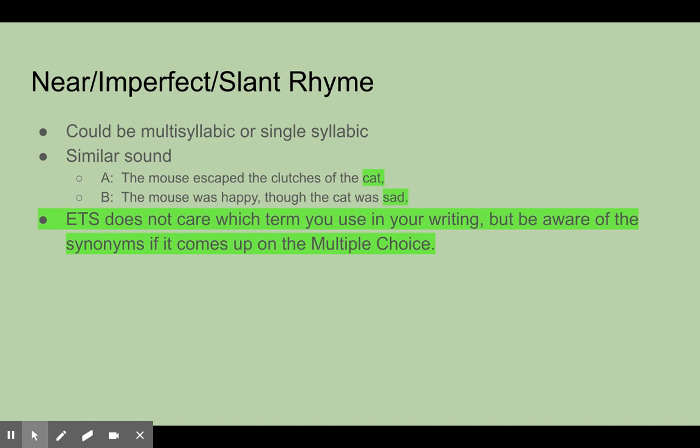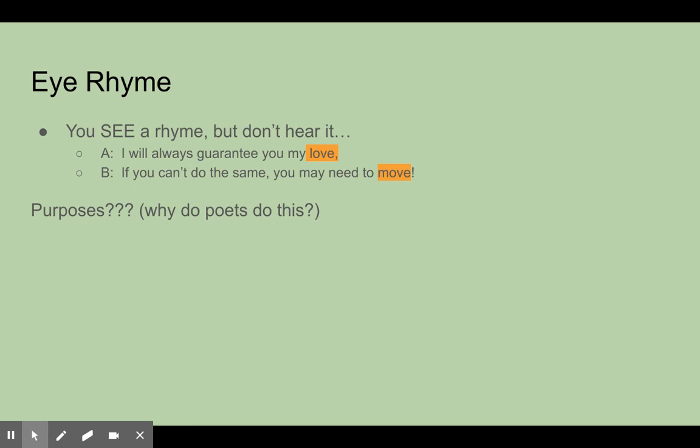The mouse was happy, though the cat was sad. So you have that similar sound construct of the A vowel, but you do not have the same sound there with the D and the T on the end. And again, Educational Testing Services and in general, your professors will not care which term you use in your writing, but I do want you to be aware of the different terms that are used in case it should come up on the multiple choice. And you can obviously ask me anything about this when we meet up later on in class.